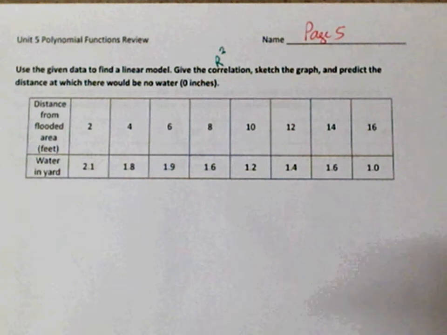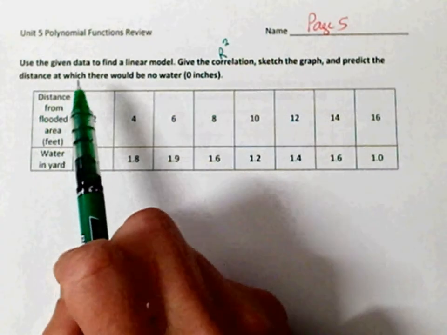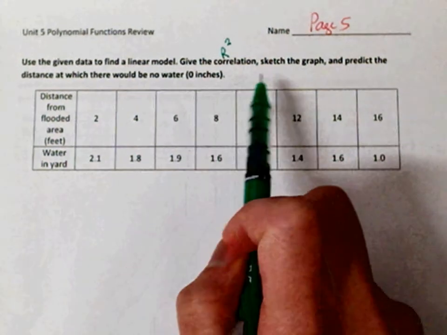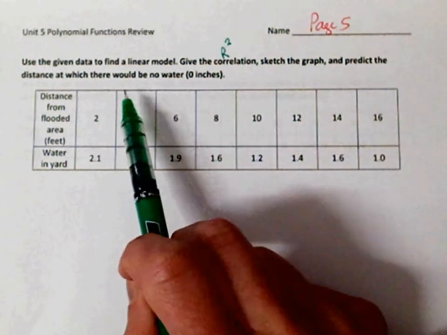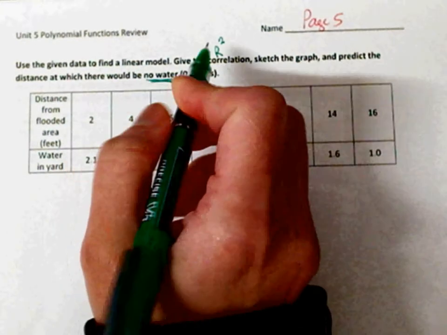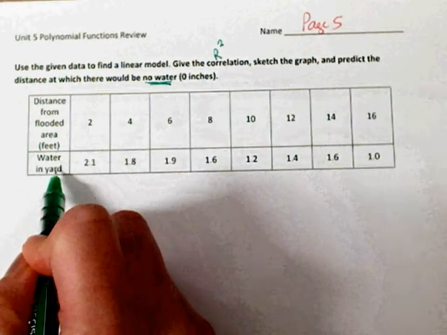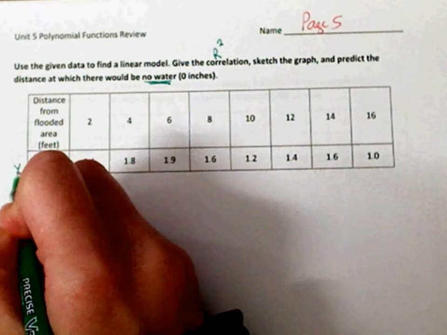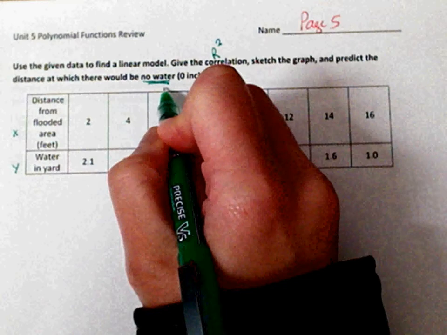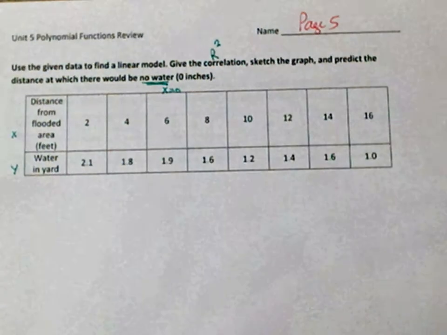So, let's read the direction. It says, use the given data to find a linear model. Give the correlation, sketch the graph, and predict the distance at which there will be no water. When there's no water, notice water in the yard, that's going to be your y, and distance from the flooded area is your x. So no water is where x will be 0.